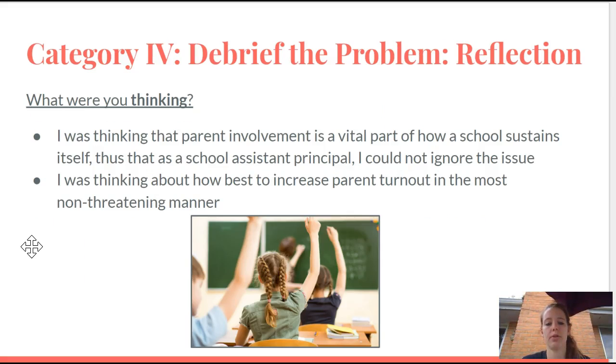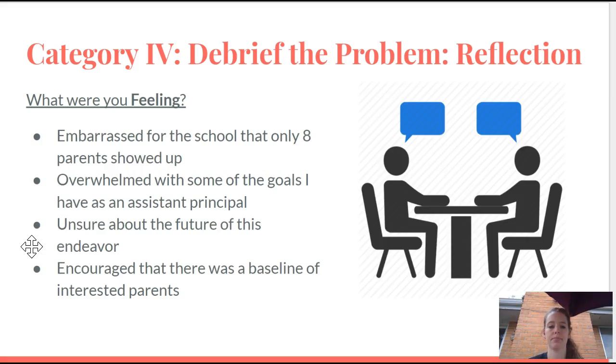So as I was going through this, I was thinking that parent involvement is a vital part of how a school sustains itself, thus that as a school principal, I could not ignore the issue. I was also thinking that I needed to increase parent turnout and reduce some of the apathy in the most non-threatening manner. I was feeling a little embarrassed, if I were the assistant principal, that only 8 parents showed up despite our renewed effort to get parents there.